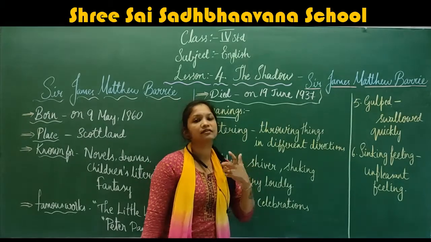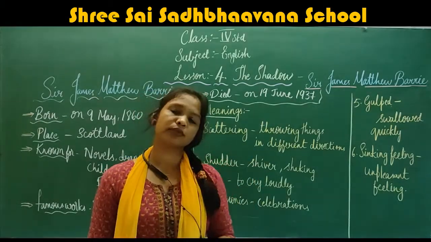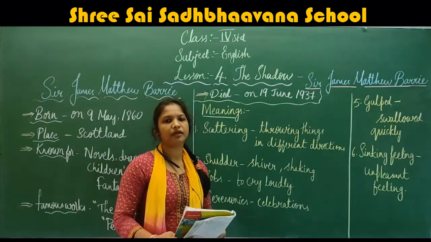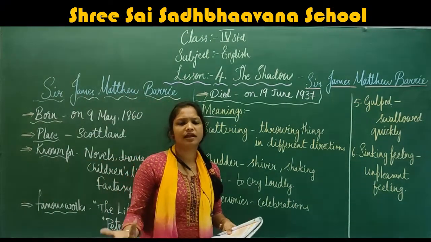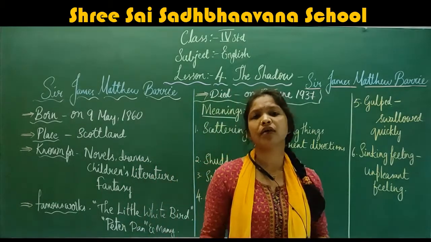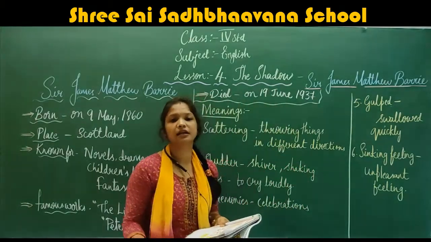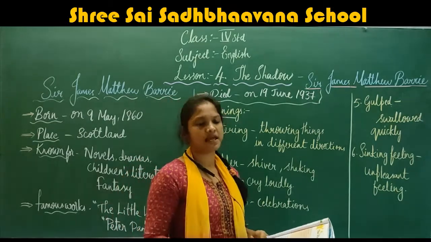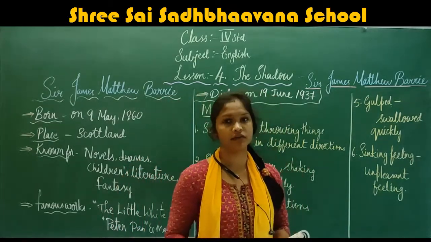Okay, now children, we'll move on to our lesson. Before going to our lesson, children, what do you mean by shadow? We all have shadows, right? Without a shadow, no one is there on this earth. Every human being, animals, plants, everyone has their own shadows.